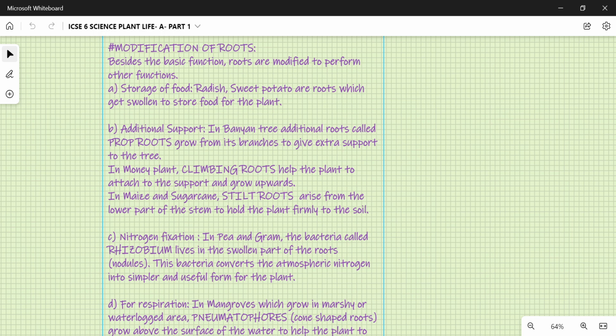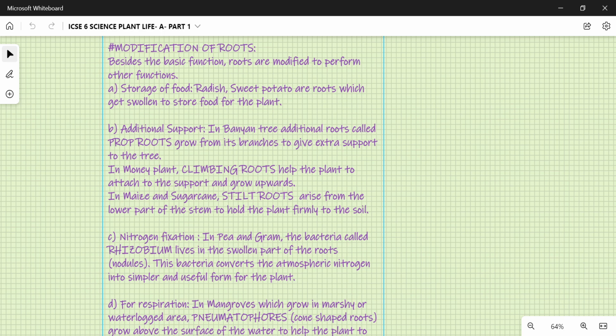Now, the roots get modified and perform different functions for the plant. The first one is storage of food. Now, you have seen carrot, radish, sweet potato, which are quite swollen. These are roots because they grow below the surface of the earth or within the ground, and the solid part means it stores food for the plant. So, the first modification of the root is storage of food.